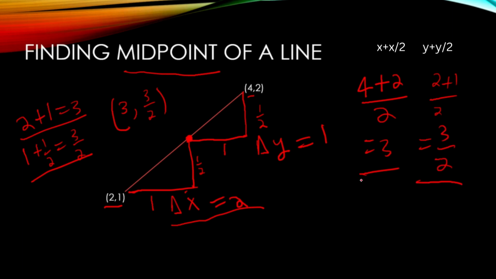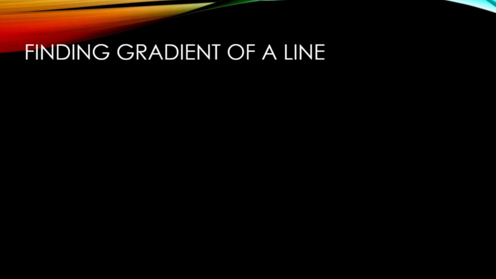Now moving on to gradient. So finding the gradient of a line, let me take the same line and the same coordinates again, as you can see. So first of all, let's discuss what is the gradient. So the gradient is basically the slope of the line, how steep a line is. We define gradient to be rise over run. Let me write it over here. Rise over run. And now we need to discuss what is rise and what is run.